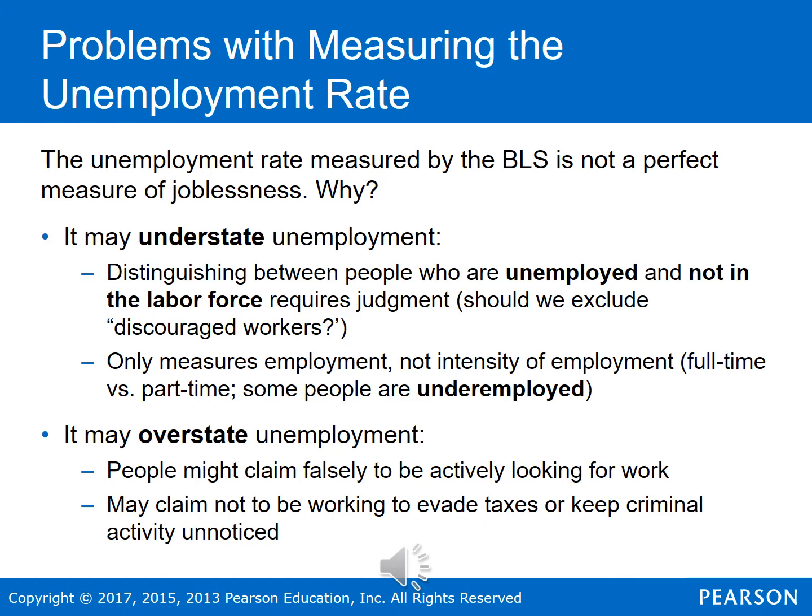So it's a lot more difficult to measure than something like gross domestic product, measuring the total output for an economy. And then there are some accuracy issues. So the unemployment rate from the BLS may understate unemployment. Distinguishing between people who are unemployed and not in the labor force requires some judgment. So should we exclude discouraged workers or not? And that's why we have the different levels of unemployment from U1 to U6.